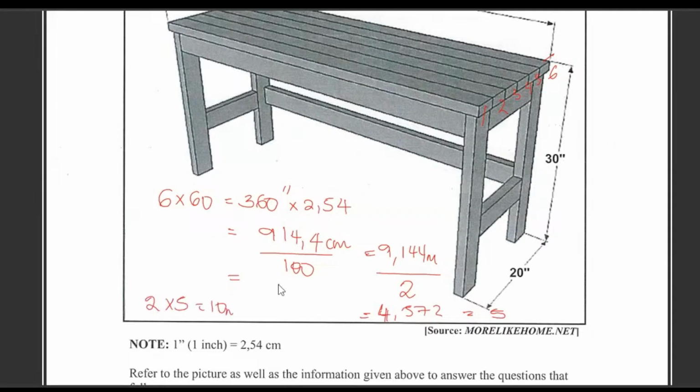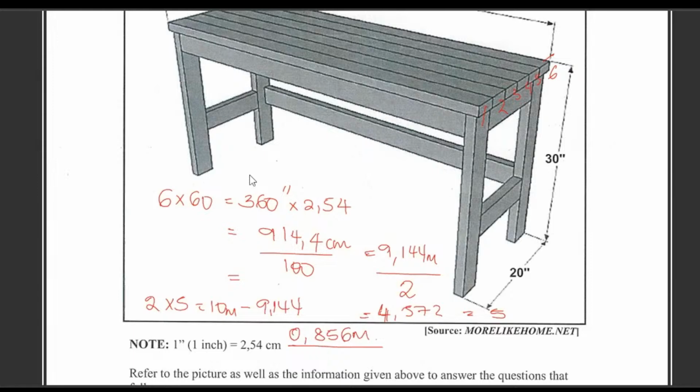Now these are 10 meters minus the 9, remember we are looking for wastage. How much wood would be wasted? So it will be 10 minus 9,144. So the wasted wood would be 0,856 meters. This is in waste. Okay. This would be in cutoffs.